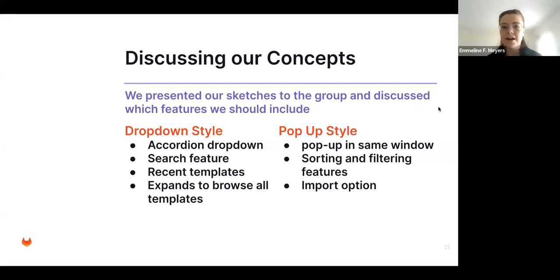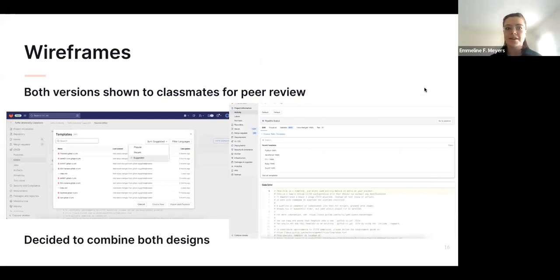And then you could click browse all to bring you to something similar to the current window that GitLab has. The second option was a pop-up style menu, which would offer a pop-up in the same window, which would have all of the templates, but with searching, sorting, and filtering features. And you could select a template and directly import it. So these were rough wireframes that we presented to our classmates for feedback.